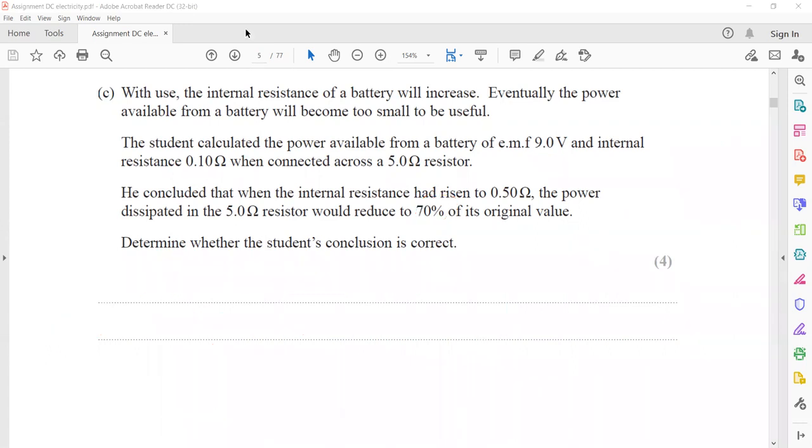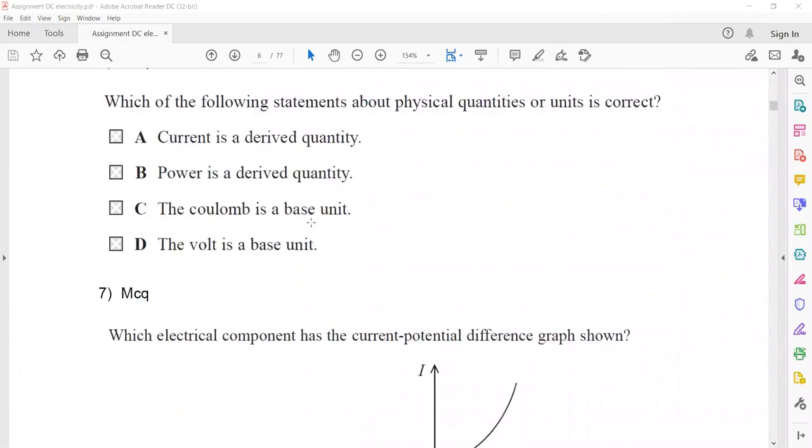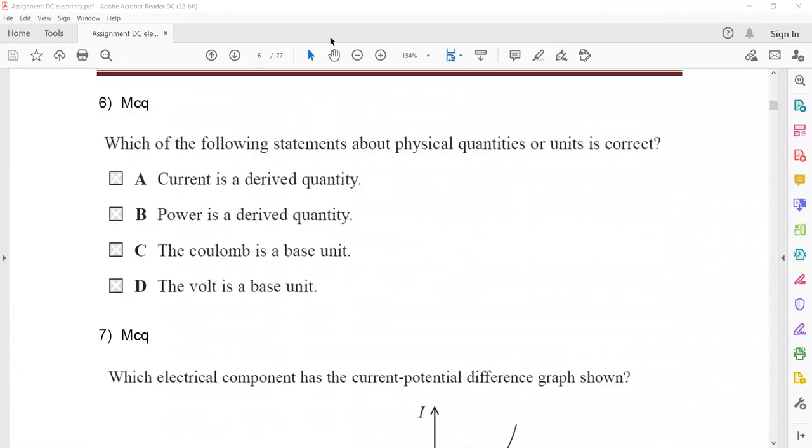Moving on to the next question. Which of the following statements about the physical quantities or units is correct? Current is a derived quantity, that's wrong. It is a standard SI base quantity. Power is a derived quantity, that's true. Coulomb is a derived unit, not a base unit. Volt is also a derived unit, not a base unit. So these are the right answers.